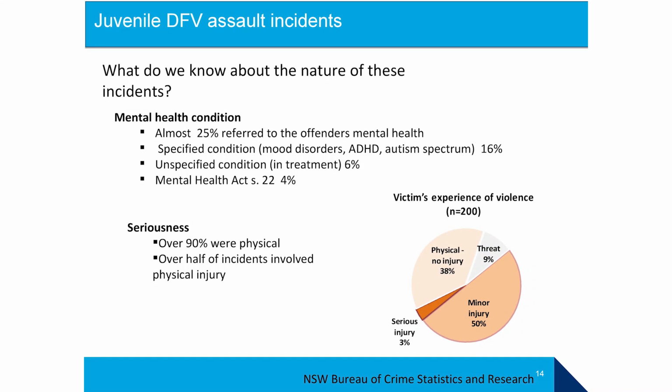One is, again, the mental health condition of the young person. Almost 1 in 4 of these narratives referred to the offender's mental health. It was either a specified, diagnosed mental health condition, such as a mood disorder or attention deficit hyperactivity disorder, or the young person was on the autism spectrum, or some unspecified mental health condition that the young person was seeing a mental health practitioner about. And 4% of the narratives made reference to police having to remove the young person for a mental health assessment under the Mental Health Act.